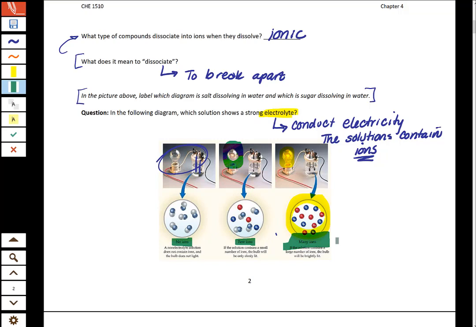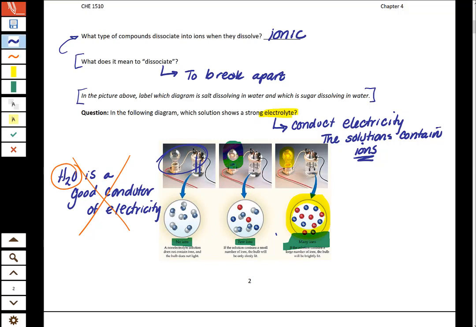So one of the things that's a common misconception, let's write this down over here, is that water is a good conductor of electricity. And that's false, because water is a molecular compound. Molecular compounds don't conduct electricity well. It's the ions in the water that are doing the conducting.